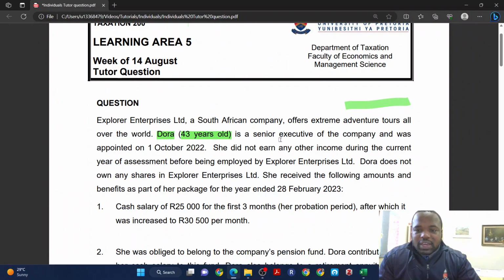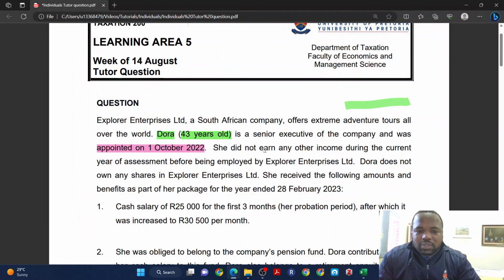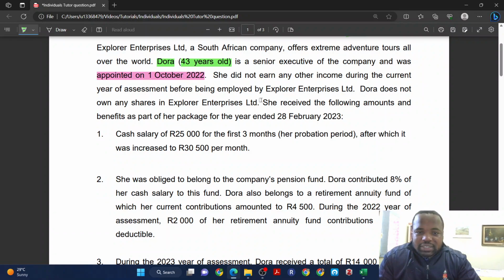So she's a senior executive of the company, Explorer Enterprises Limited, and was appointed on 1 October 2022. Very important when she was appointed, because that obviously affects your salary calculations. She did not earn any other income during the current year of assessment before being employed, so now you know what to do in terms of that date. Dora does not own any shares in Explorer Enterprises Limited. She received the following amounts and benefits as part of her package for the year ended 28 Feb 2023. That's the year we are computing her normal tax payable for.